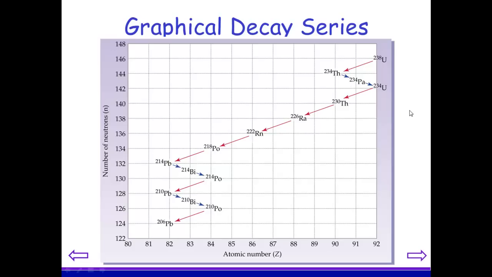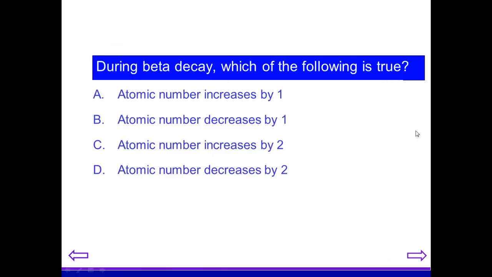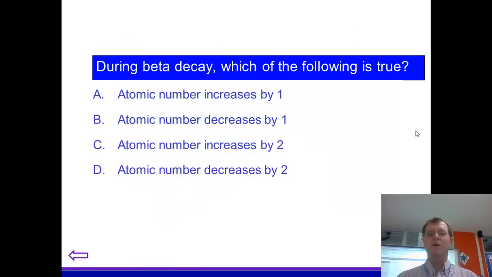So that's the idea of radioactive decay, examples of radioactive decay, and the reason is because we have an unstable nucleus. It wants to be in a more stable state. Final question for you to think about. During beta decay, which of the following is true? A, atomic number increases by 1. B, atomic number decreases by 1. C, atomic number increases by 2. Or D, atomic number decreases by 2. Think of an answer. Hopefully you all picked answer A as the correct answer. That's the end of this session.